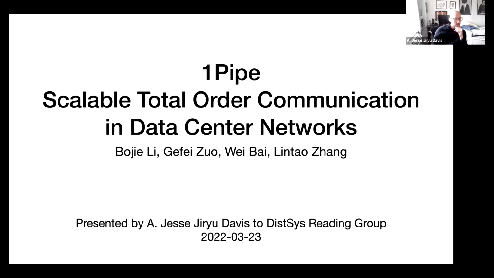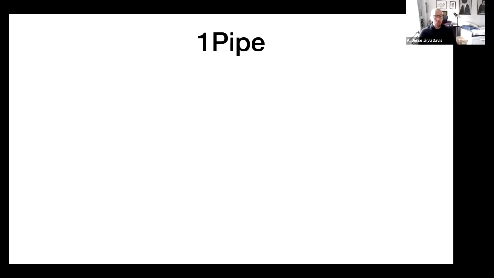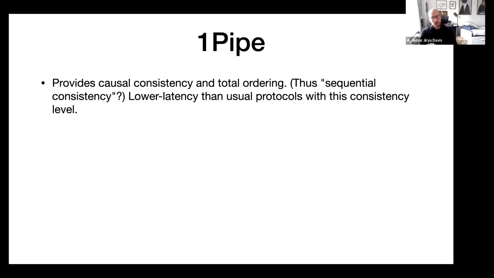Hey everybody, I'm Jesse. We are talking this week about One Pipe, which is scalable total order communication in data center networks. One Pipe is a protocol that provides causal consistency and total ordering. One of the things I would like us to discuss later is whether that meets the definition of sequential consistency, or if there's some subtlety that I'm missing there, because they don't mention sequential consistency in the paper.